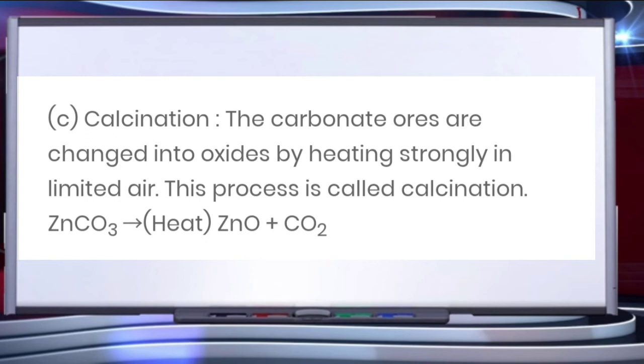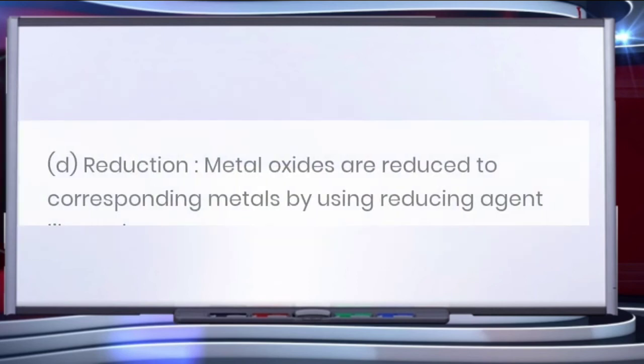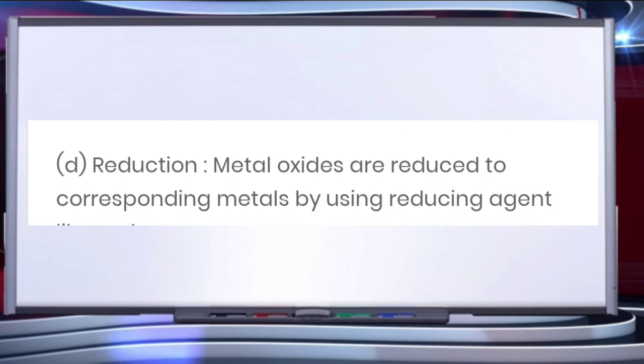For example, here children, we have taken zinc carbonate, which is calamine, the carbonate ore of zinc. If we heat it in the absence of air, then we get the oxide of zinc, that is zinc oxide, and carbon dioxide is liberated in this process. So children, after doing calcination also the end product is the same, that is we get the oxide of the metal. In both the processes, calcination and roasting, we have got the oxide of the metal. Now the oxide ore has to undergo reduction.